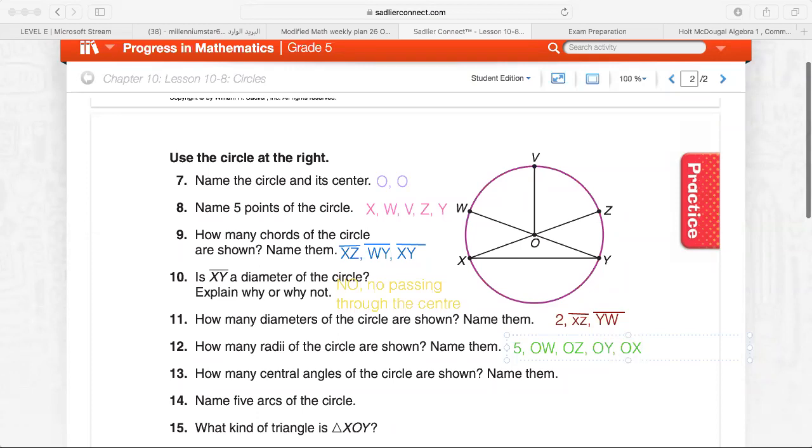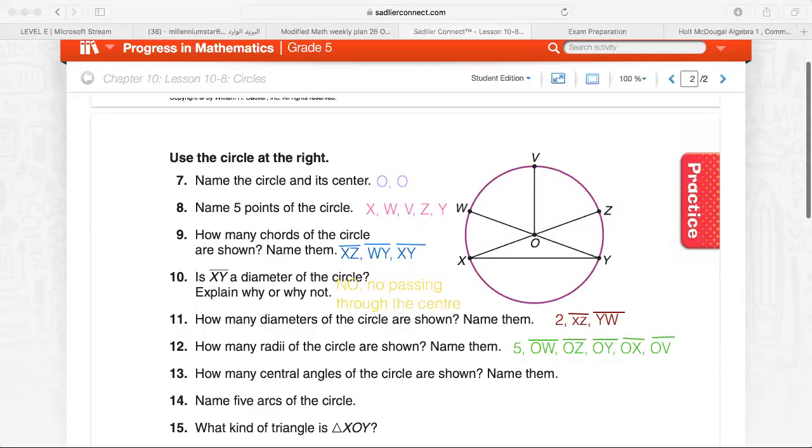OX, OW, OV. Thank you so much, Mariam. And don't forget to draw the line here. It is a line.